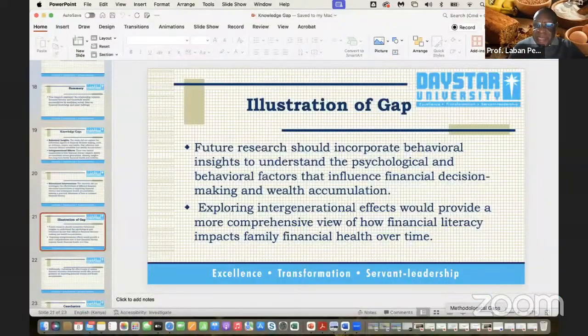Now, you asked me, and we have examples in those areas. We will not go into them now. But you asked me, how about a practical knowledge gap? So let me stop sharing this and try to share a practical knowledge gap. Let me show you.